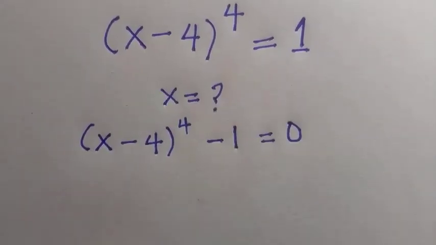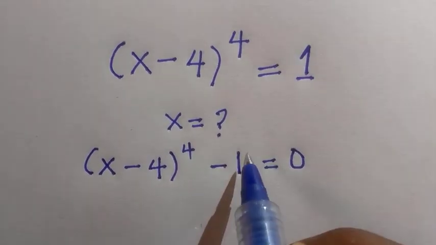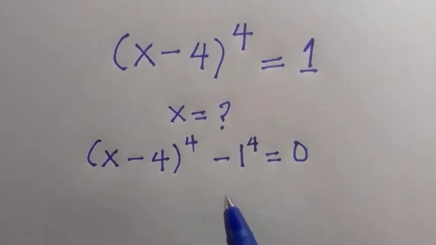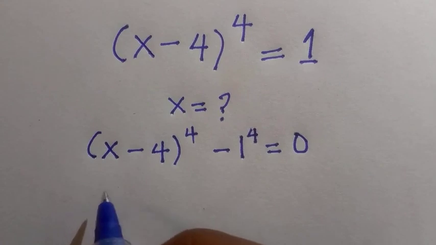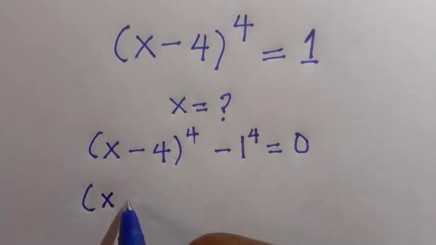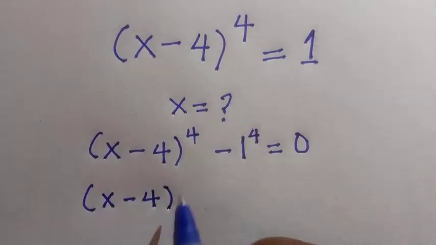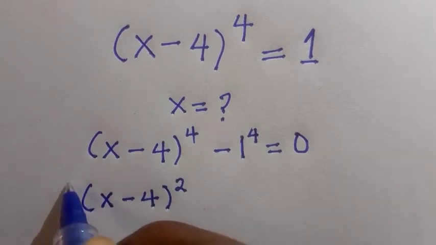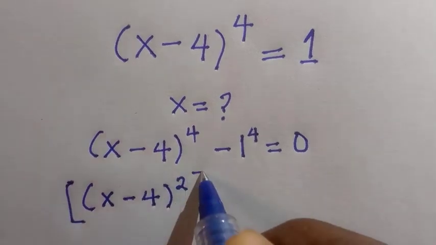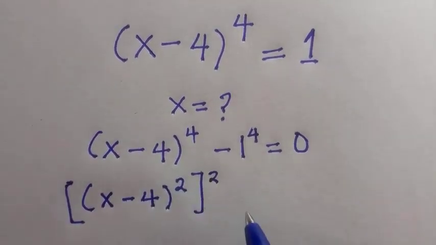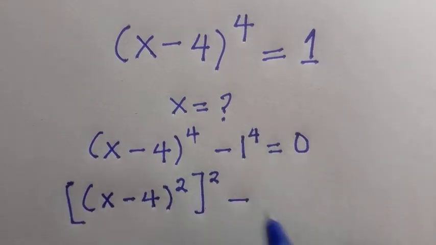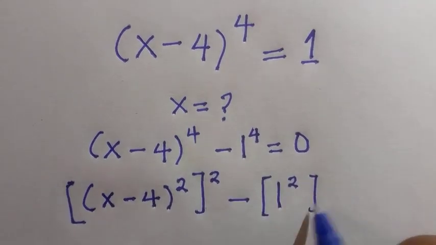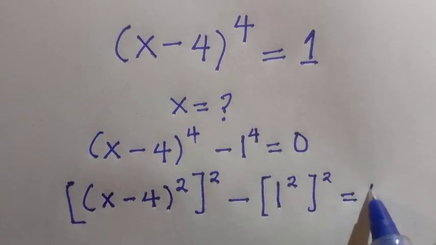Again, 1 raised to any power still remains 1. Suppose I let 1 to the power of 4, so both have a power of 4, and we can write them as ((x − 4)^2)^2, according to the rule of indices: when 2 multiplies 2, we still have 4. And we also rewrite 1 as (1^2)^2 equals 0.